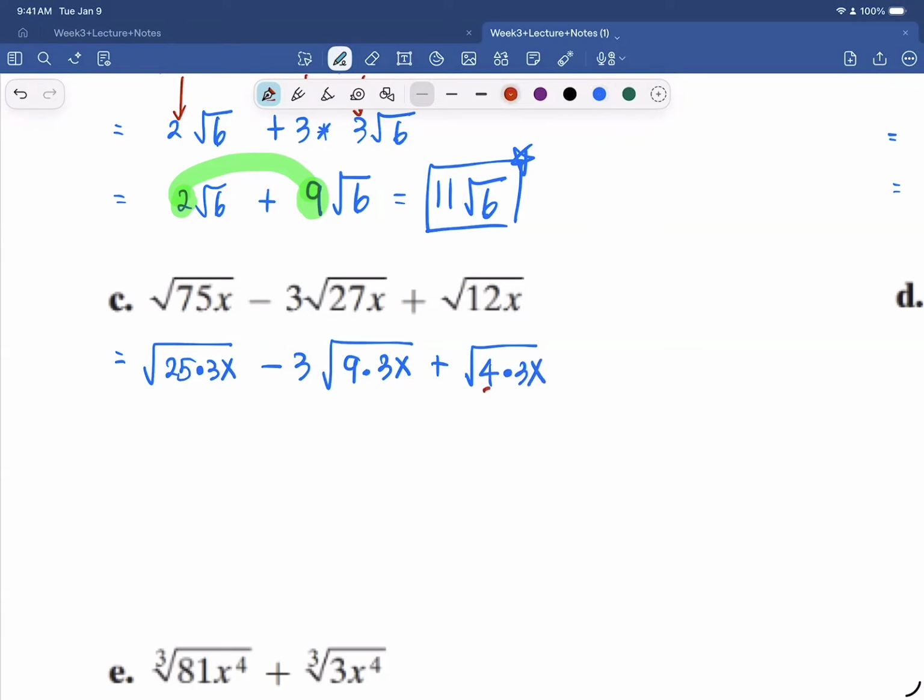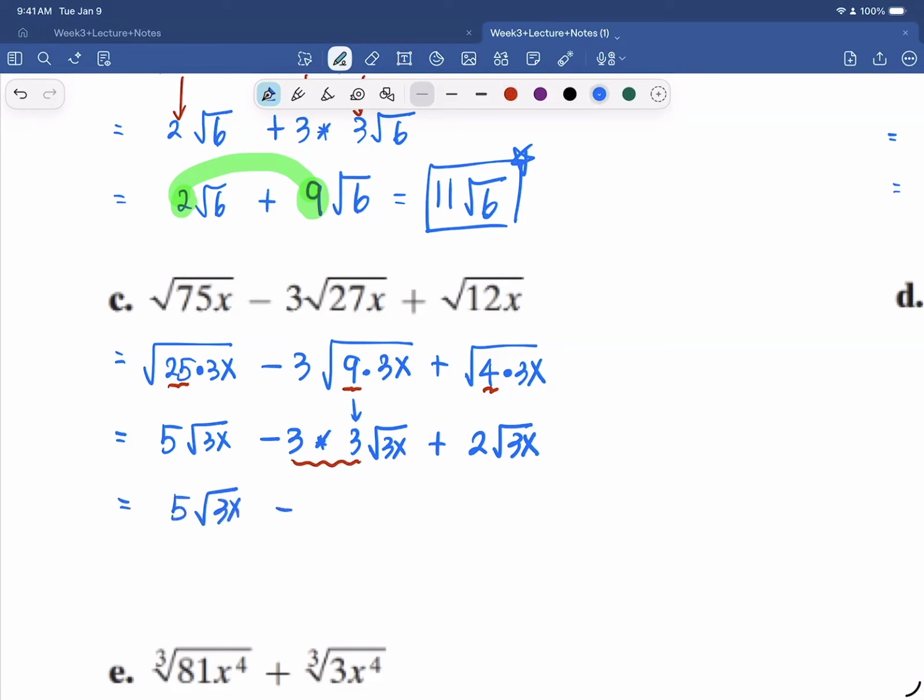So 4 and 9 and 25 is 2, 3, and 5, right? So that's why this is 5 square root of 3x minus 3 times, this one is the 3 square root of 3x, and then 2 square root of 3x. And then these two you can multiply with 9.